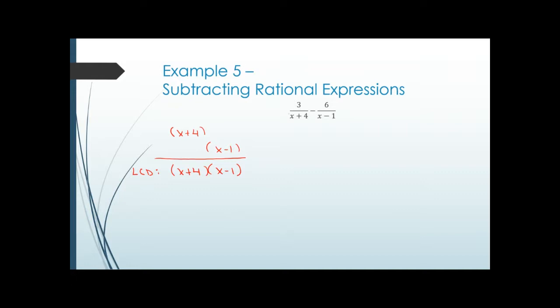So I need to create that in my denominator. And when we do this, we always do this by multiplying. So I need to multiply this by x minus 1. And whatever I do in the denominator, I also have to do in the numerator. So whatever you're multiplying has to be on the top and the bottom.